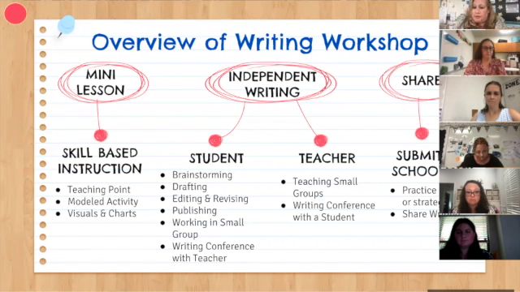And then with their independent writing, they could be working on their brainstorming or drafting or editing, to publish their work. We have them work in small groups sometimes. Sometimes it's good to have that peer to talk to, to get more ideas and help brainstorm. And then they'll work with us during that small group time again, where they have writing conferences. And then they'll submit it on Schoology so we can see it and be able to get grades for it.